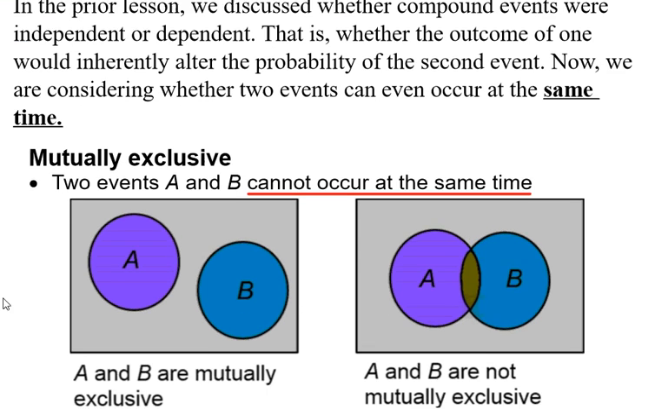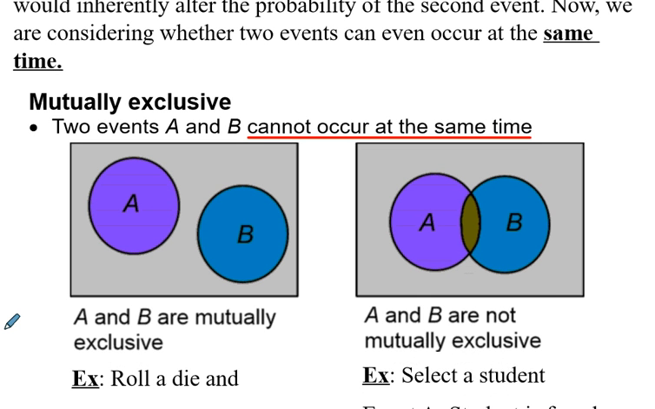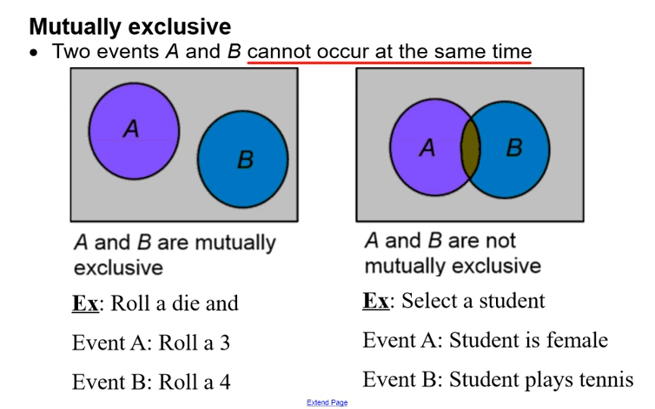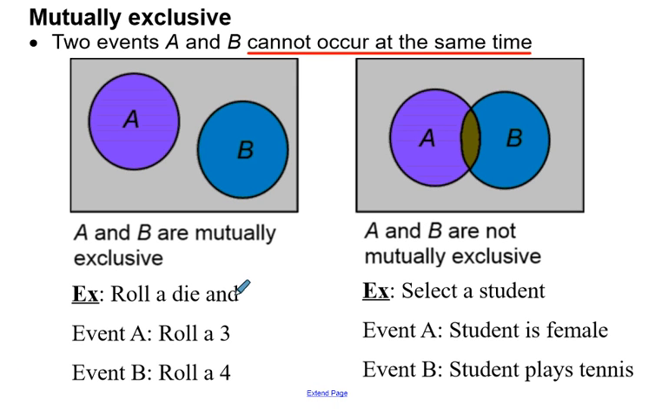When 2 events cannot occur at the same time, we call those mutually exclusive. If you draw Venn diagrams for those events, they don't overlap. An example would be rolling a die. Event A would be rolling a 3, event B would be rolling a 4, and there's no way I can roll a single die and get a 3 and a 4. There's no overlap. It's impossible. Those 2 events cannot occur at the same time.